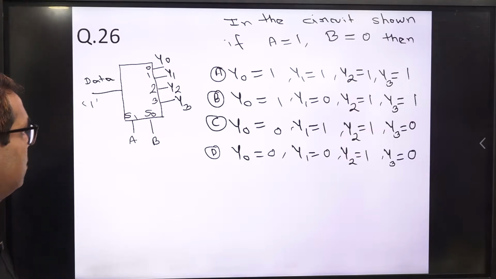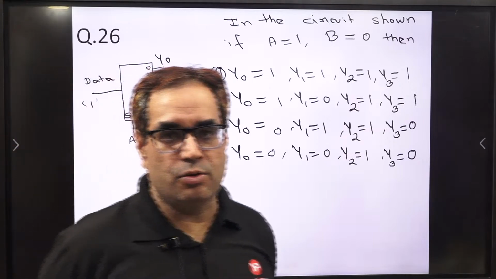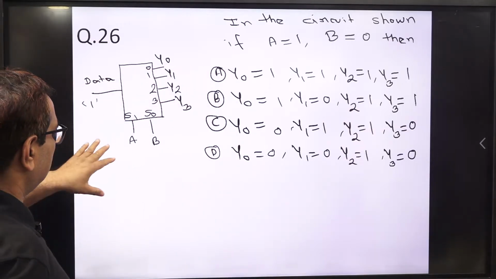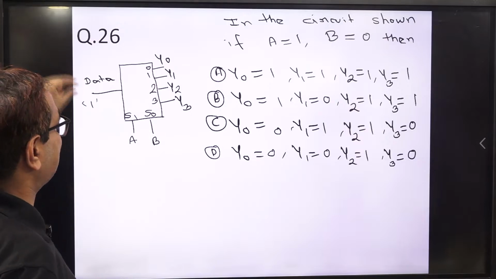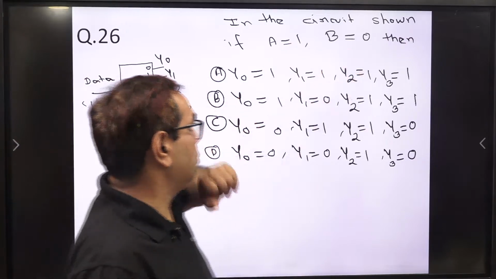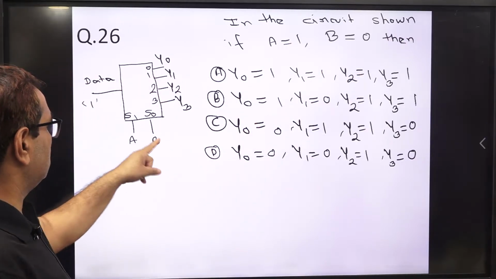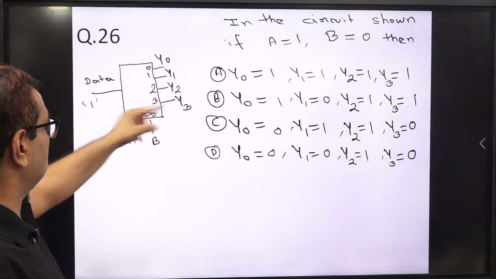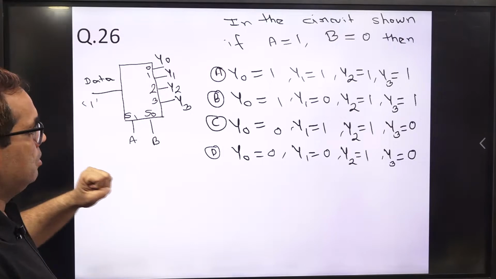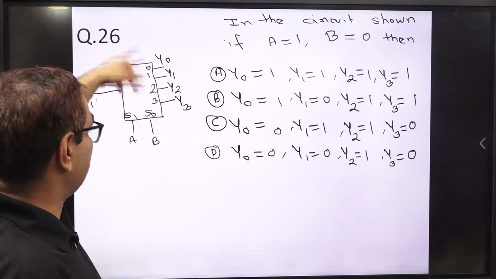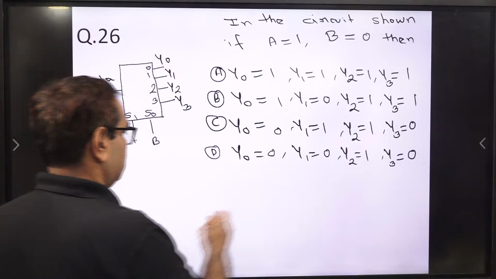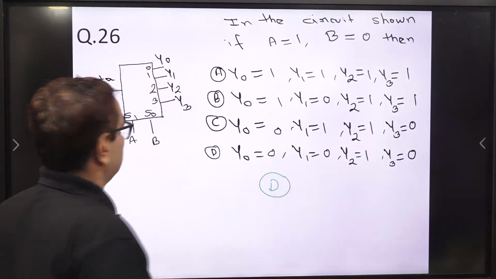You know, this is a what? This is a demultiplexer. Okay. So using the select lines, it selects and transfers the data to the selected output. Okay. So if we take A1, B0, so in case of A1, B0, it will be transferred to Y2. Data will go to Y2. So Y2 will become 1 because data is 1. So Y2 is 1 and all other outputs remain low, all other outputs remain 0. So D is the right answer here.